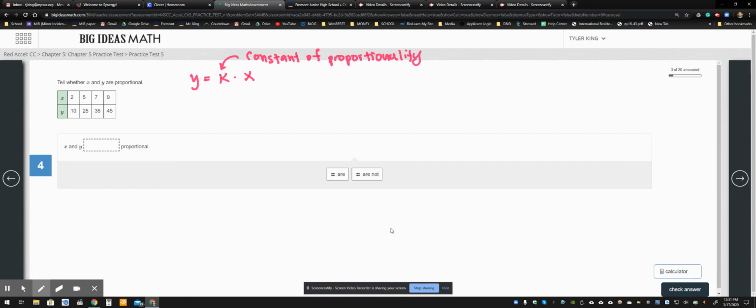Okay, so if k is the constant of proportionality, and this is a proportional relationship, we should be able to find some amount k that we can multiply x by to make it equal y. So we would say, okay, we have 10 is equal to k times 2, and well, k is equal to 5. So does this work for everything in the table? 2 times 5 is 10, 5 times 5 is 25, 7 times 5 is 35, 9 times 5 is 45. So because there exists k such that when we multiply it by x, we get y, that means, yes, these things are going to be proportional.